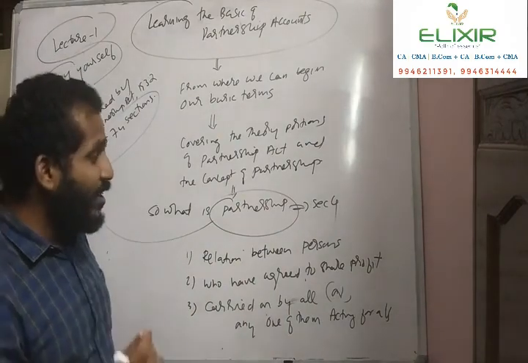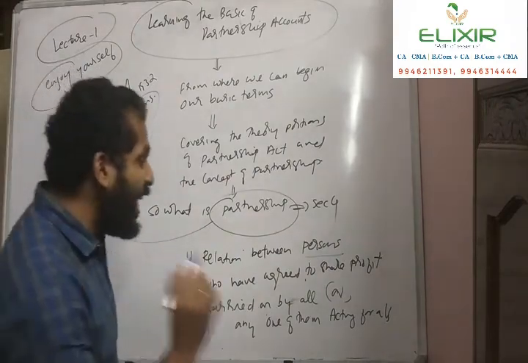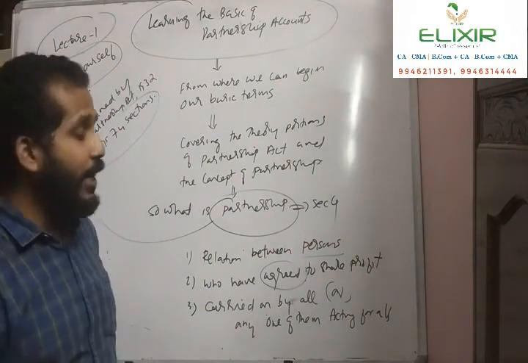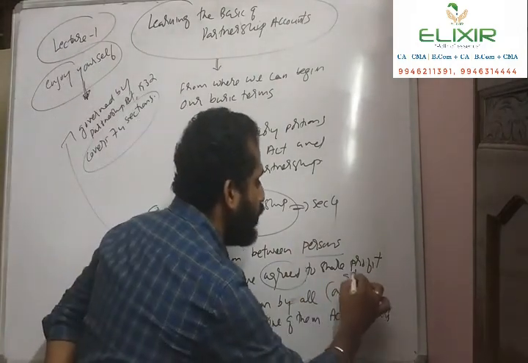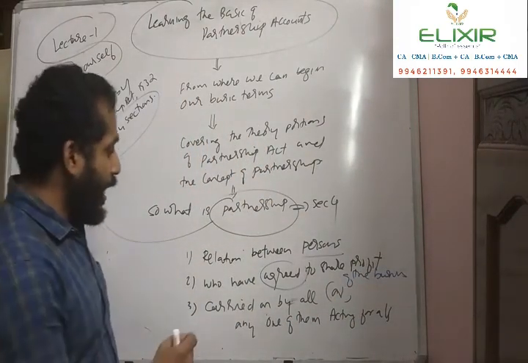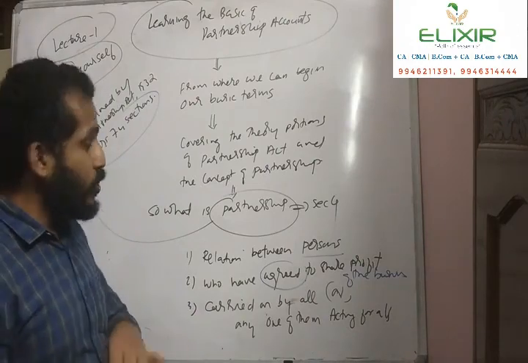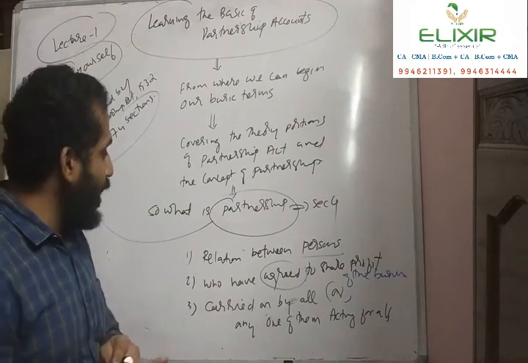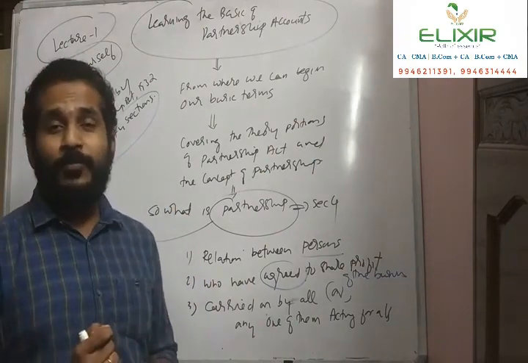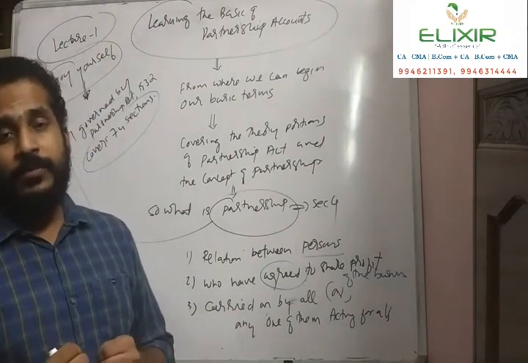What does partnership mean? It is a relation between persons who have agreed to share the profit of the business, and it is carried on by all or any of them acting for all. So what is partnership? The beautiful definition says it is a relation between persons who have agreed to share the profit of the business, carried on by all or any of them acting for all.